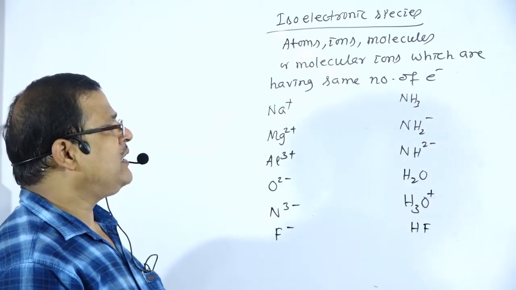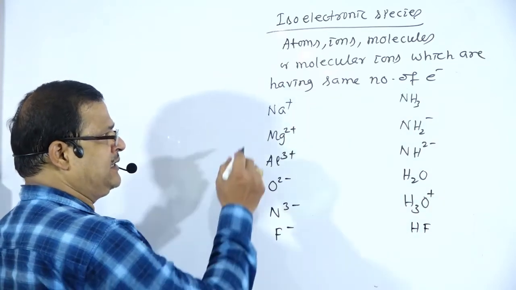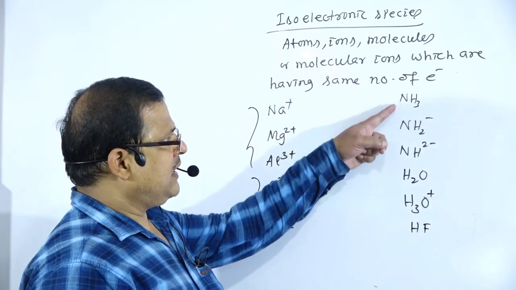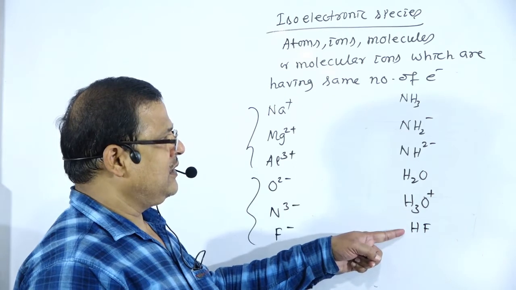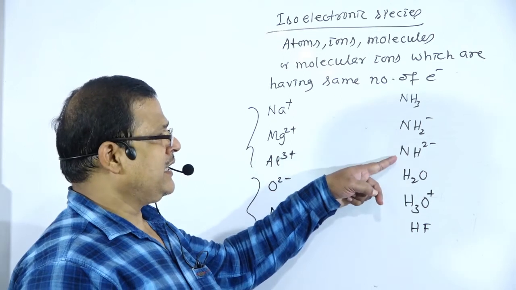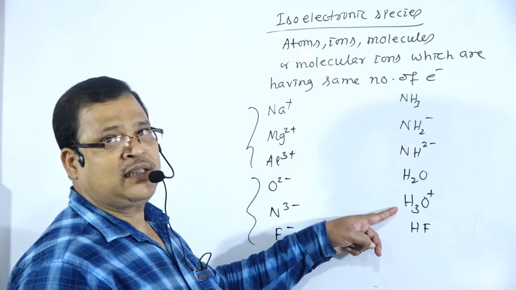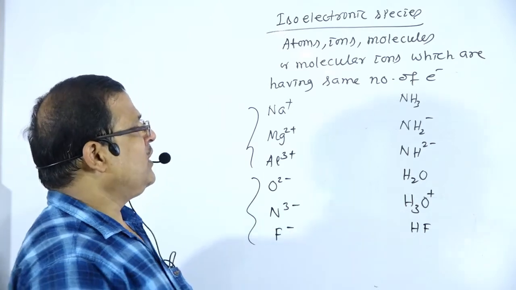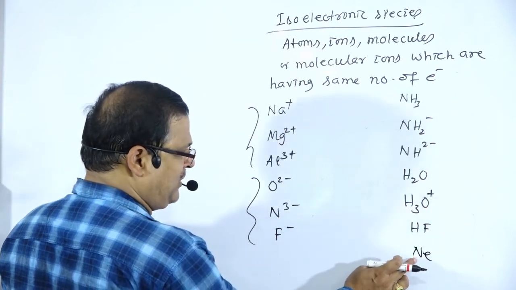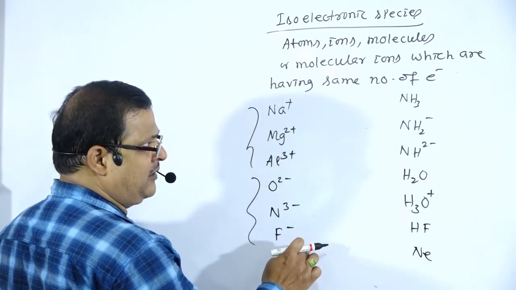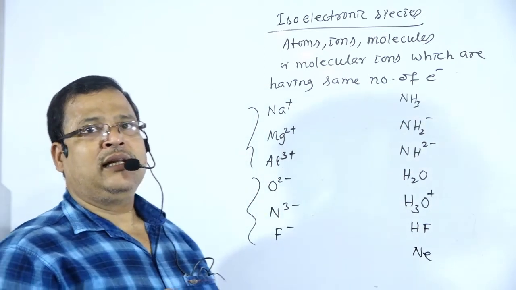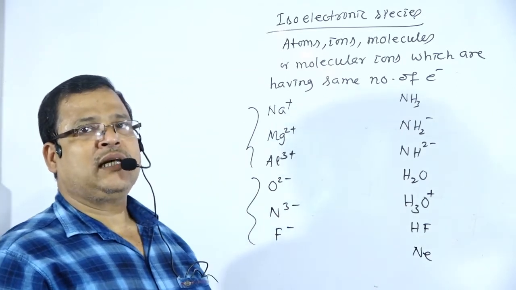Then how to calculate the number of electrons in all these cases? These are the cations, these are the anions, these are the molecules, that is ammonia molecule, water molecule, HF molecule. These are the molecular ions, that is amide NH2-, imide NH2-, H3O+, that is hydronium ion. And an example of an atom is neon. So atom, ion, cation or anion, molecule or molecular ions that contain the same number of electrons are known as isoelectronic.